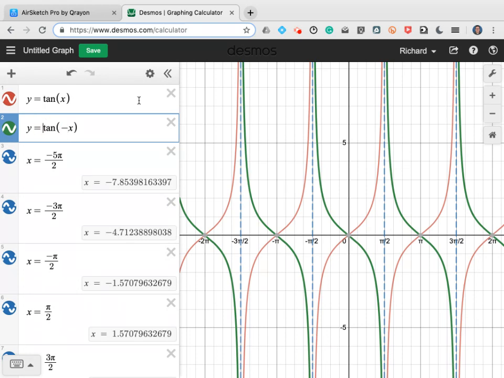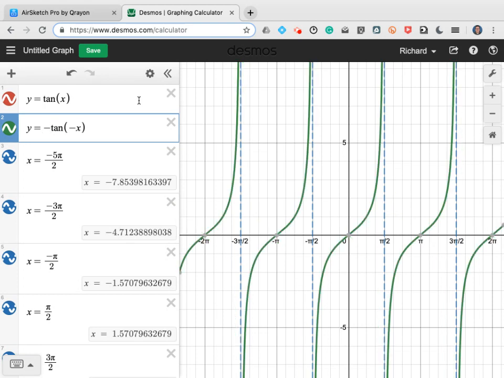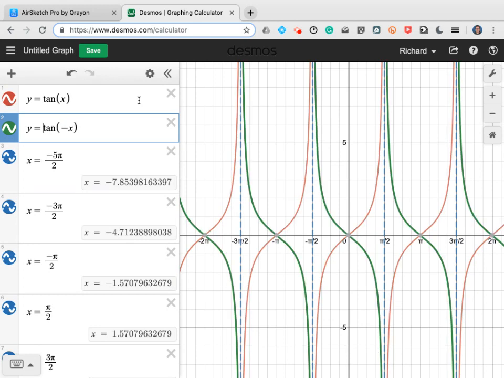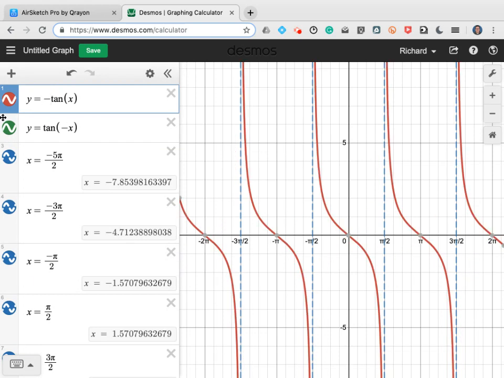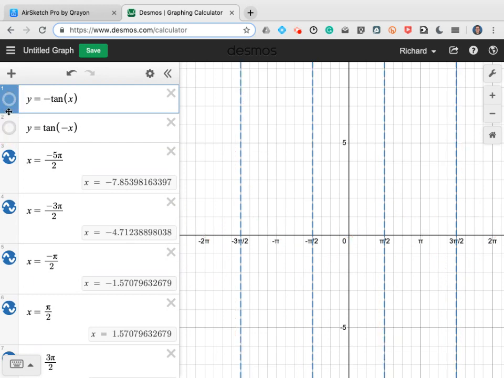Ironically, not ironically, but that means if I go y equals negative tan negative x, it's in fact the same as tan x, because those negatives kind of cancel each other out. So there's y equals tan of negative x, and there's y equals negative tan x. You can see that they are both the same graph.